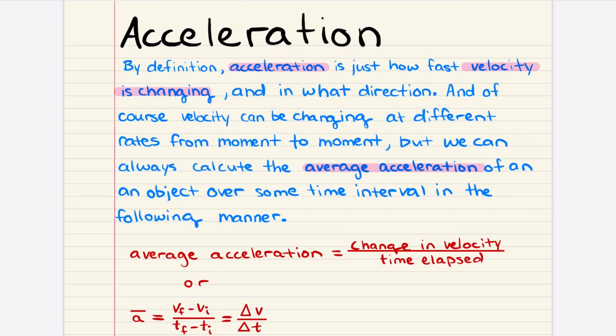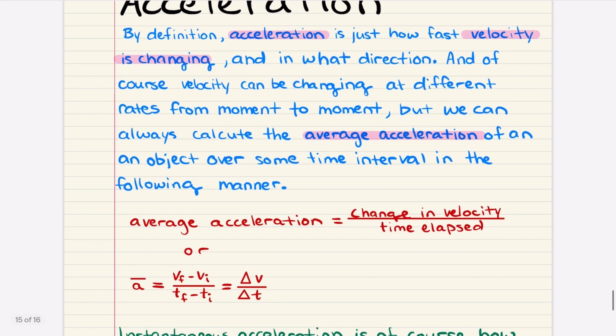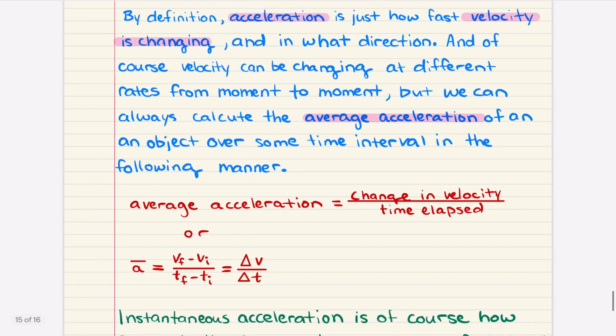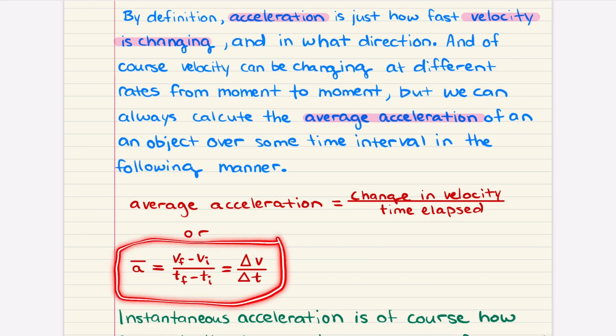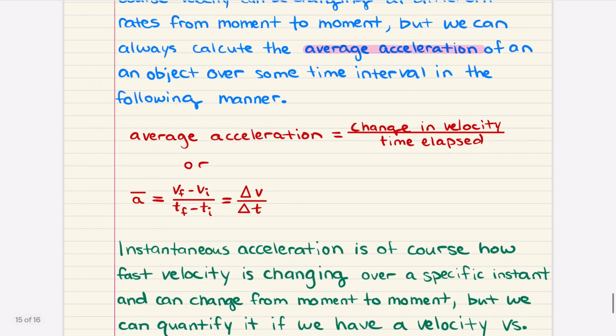By definition, acceleration is just how fast velocity is changing, and also in what direction. Velocity can be changing at different rates from moment to moment, but we can always calculate the average acceleration of an object over some time interval in the following manner. Average acceleration is equal to change in velocity over time elapsed. It looks very similar to the average velocity equation, but instead of displacement on top, we have change in velocity. So average acceleration is equal to change in velocity over change in time.